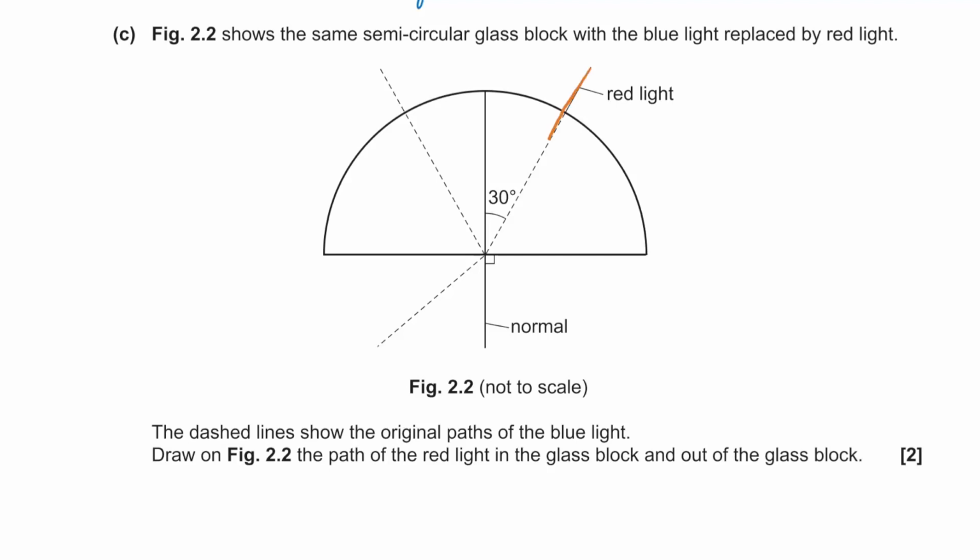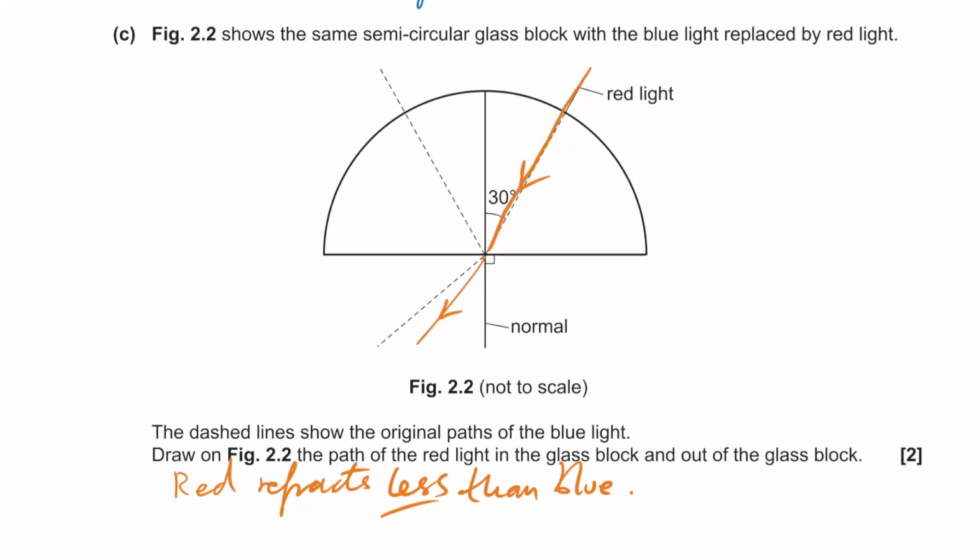So of course it goes down here, same angle of incidence, but you should know that red refracts less than blue, or blue light refracts more than red. Red refracts less than blue. So therefore, it's going to be going along there instead, not quite the straight. It's not going to go straight, of course, it is going to refract, but not as much as the blue light.